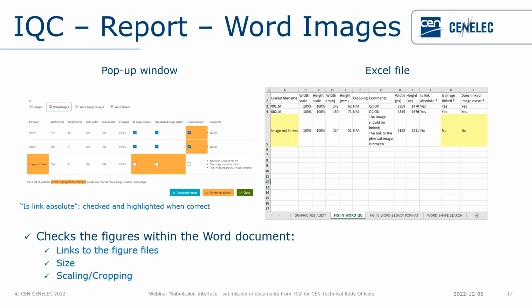There is a side note here that every error detected by the image quality check tool will be highlighted in orange. The only exception is for the link absolute within the Word document. This one will be highlighted in orange and will be checked as well. If it's not checked and not highlighted, that means that the linking is not correct.